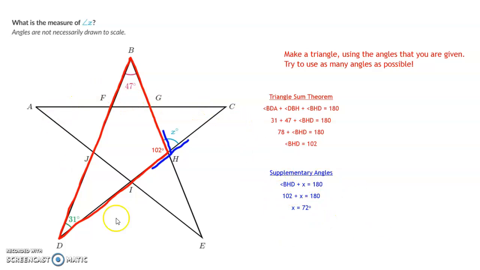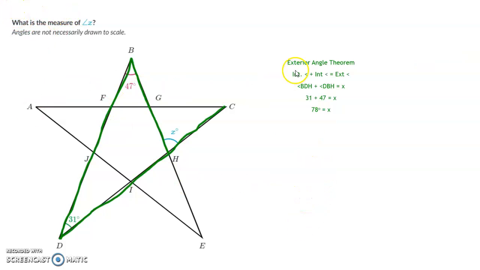I know that it was a confusing shape, but all it was doing was one triangle sum theorem and one supplementary angles. You could also have used the exterior angle theorem. Here's how that would have looked. All right, in this case, we use the exterior angle theorem. We knew that an interior angle plus another interior angle is equal to that exterior angle over here. So we add these two angles together and we get 78. That's an alternate way of doing this problem.